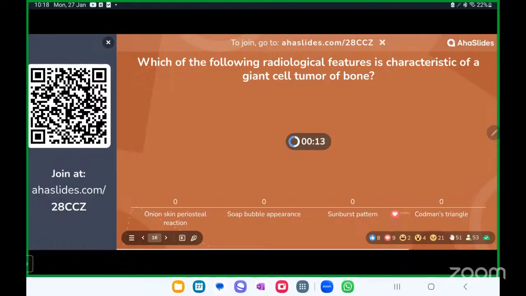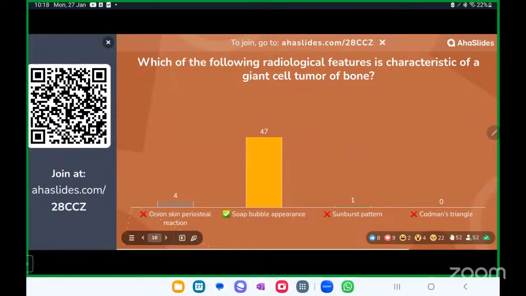So what is the picture? I think this has to be on the tip of everyone's fingertips. There is no way you can miss this thing. Okay. So the answer is soap bubble appearance. Almost everyone has given it.